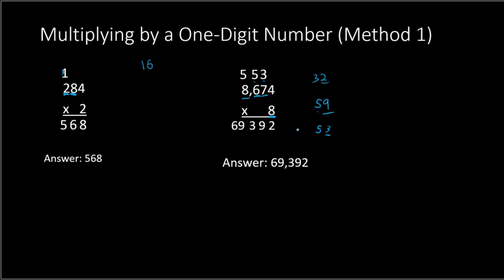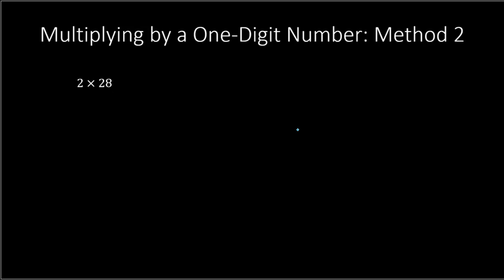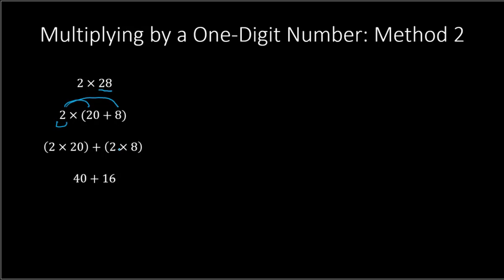Another method we could use is we take our multiplication problem. Say we're doing 2 times 28. This method 2 is helpful especially for mental math, so trying to do this in your head. What we can do is imagine the 28 as being 20 plus 8. That is a true statement. And we take this 2 in the front and multiply it by the 20 and then multiply by the 8. 2 times 20 plus 2 times 8, that would give you 40 and then 16. If you add 40 and 16, that gives you 56.